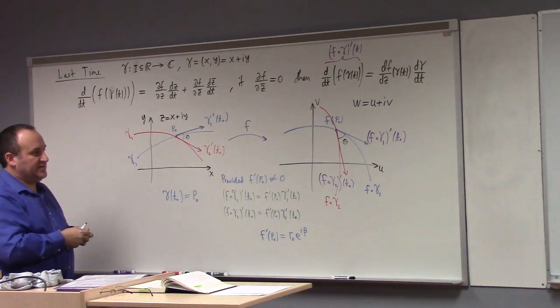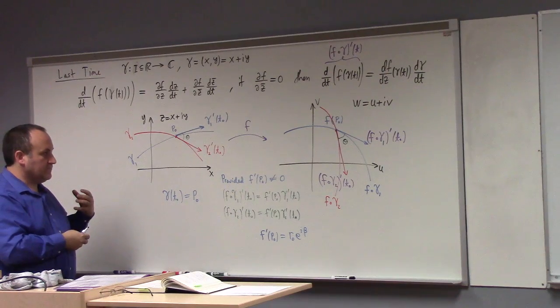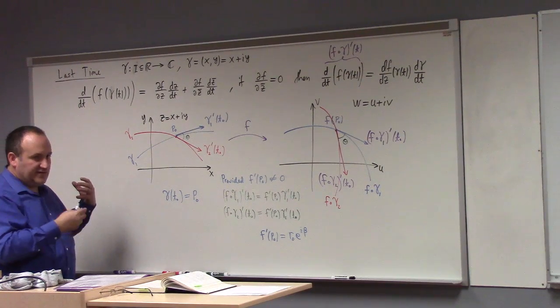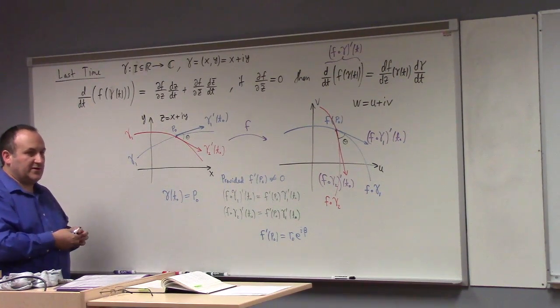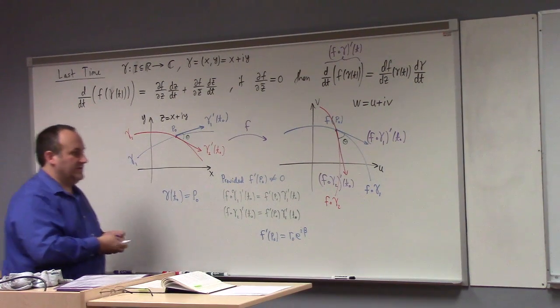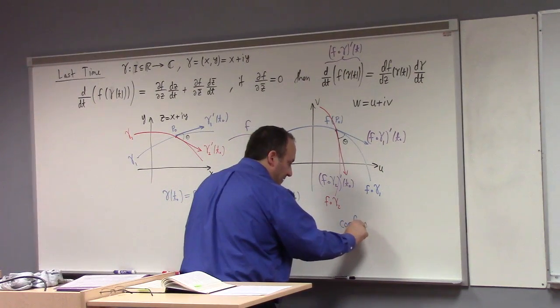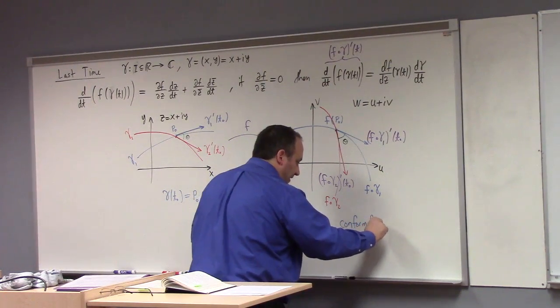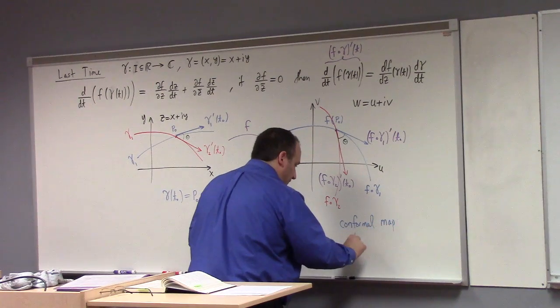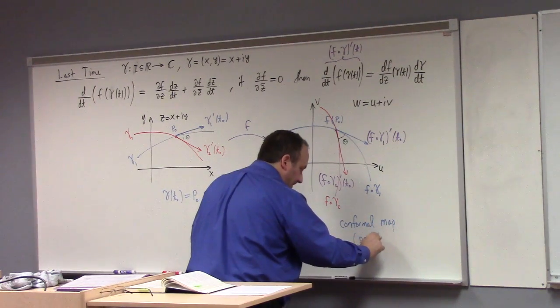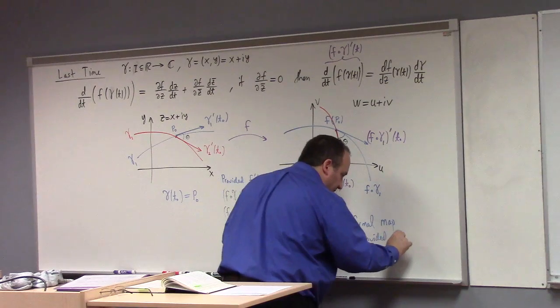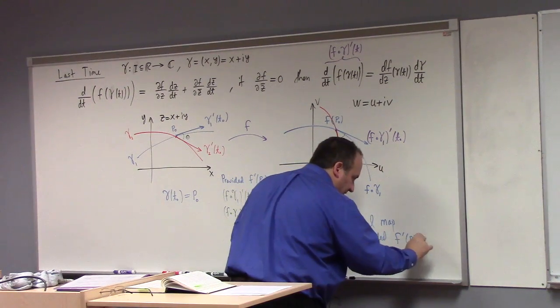And so this conservation of the angle of intersection between curves, if a map has this property, it's said to be conformal. So this is so-called conformality. And it's a conformal map provided F prime of the point is not equal to 0.